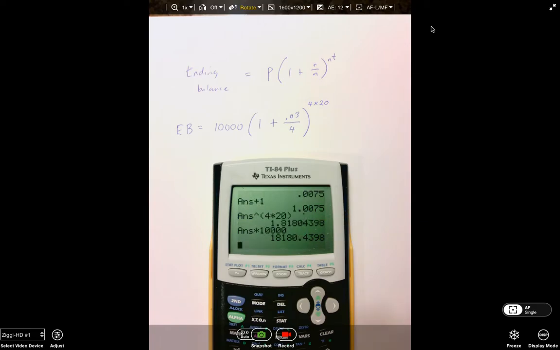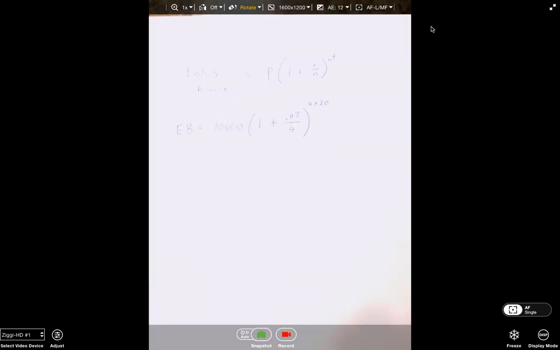And guys, 20 years from now, if you get 3% on your money for an investment of $10,000 compounded quarterly, you're going to end up with $18,180.44.